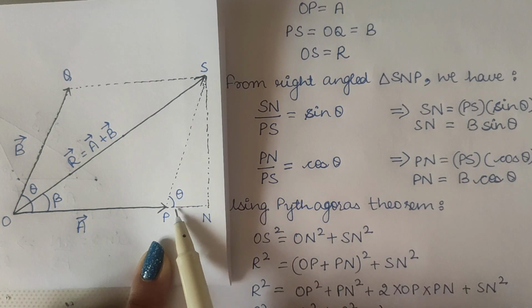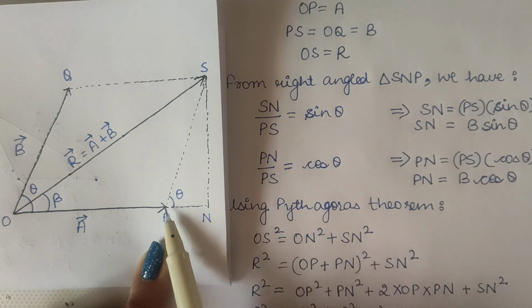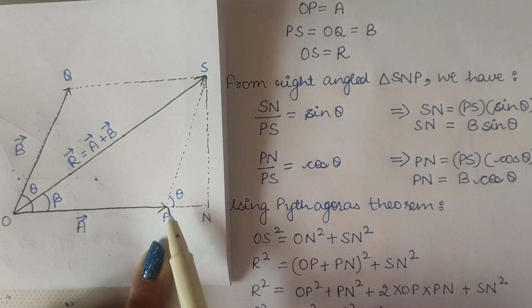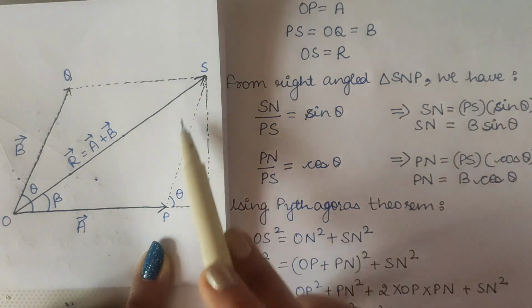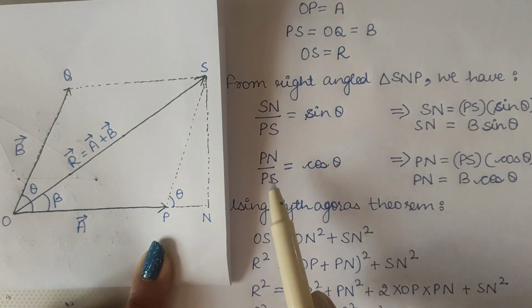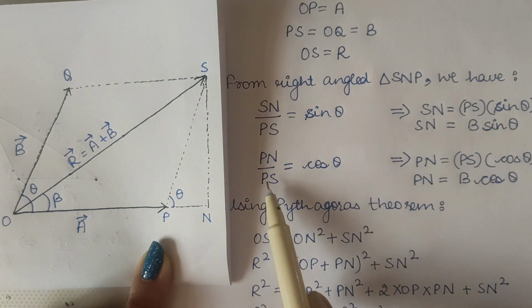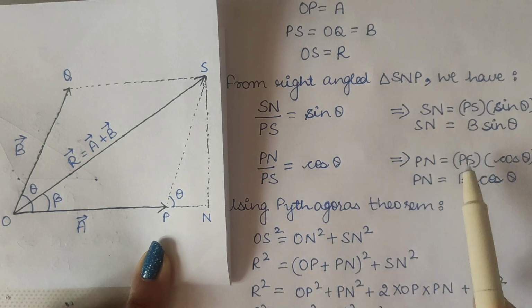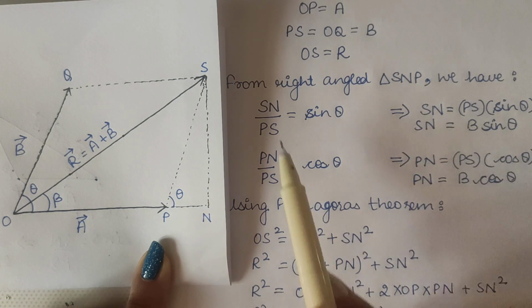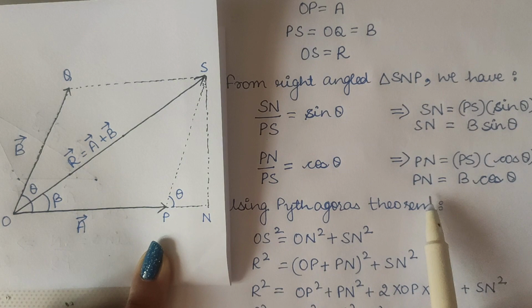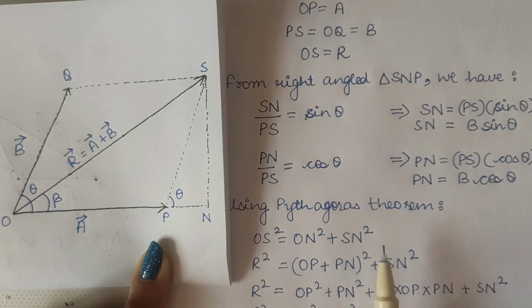So PS would be equal to B, and hence instead of PS I am writing B. Similarly, if I want to find cos theta in this triangle, we know cos theta is equal to base upon hypotenuse. So base is PN and hypotenuse is PS. So cos theta would be PN upon PS. Again, if I cross multiply, PN becomes equal to PS cos theta, and PS is again equal to B. So I get PN is equal to B cos theta.